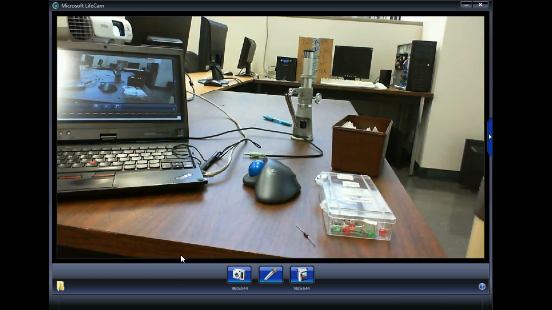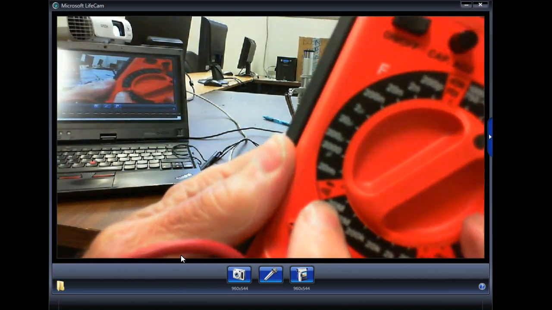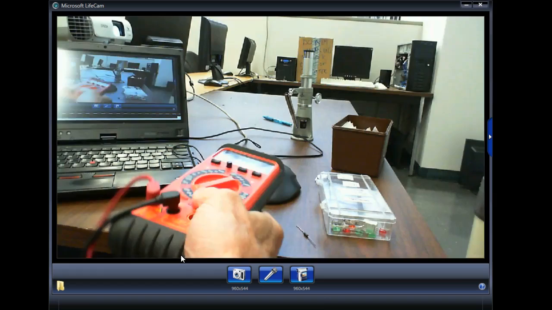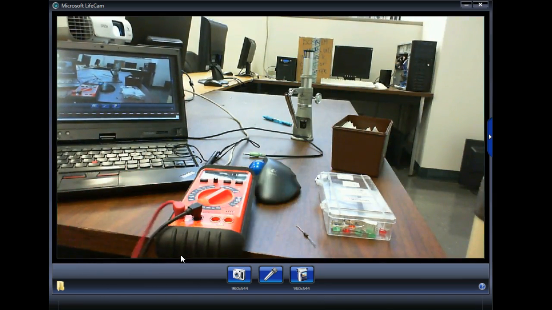So this is another meter. And right here, there it is. We use this to check for continuity. What does that term mean, continuity? In electricity or electronics, what does the term continuity mean?